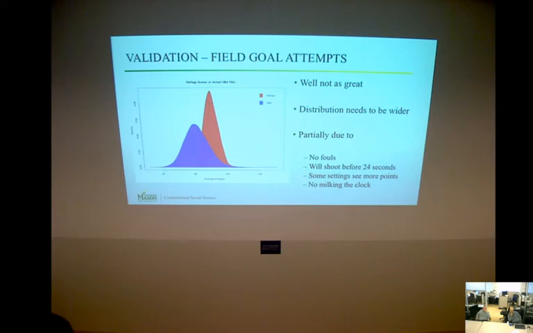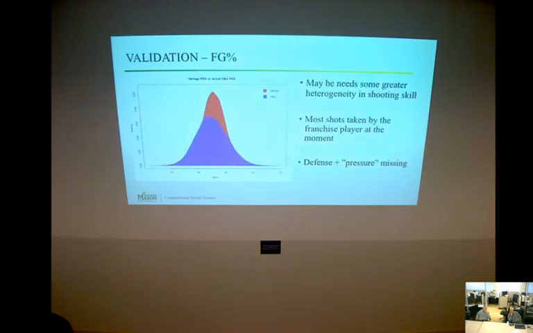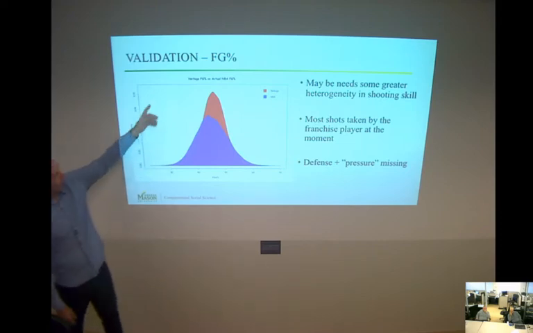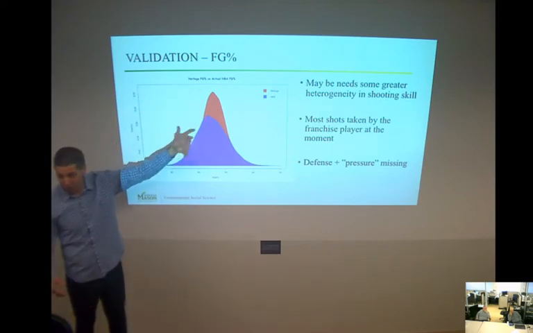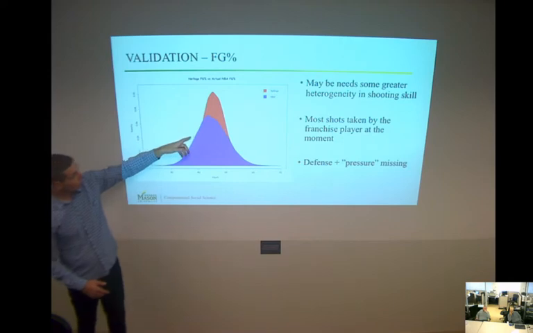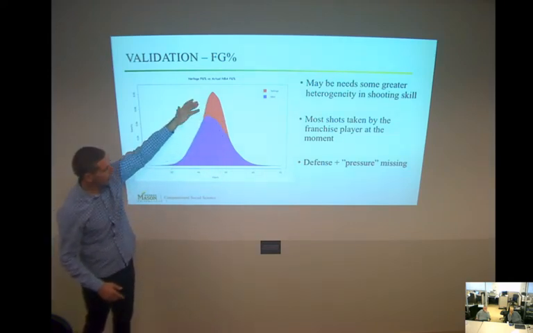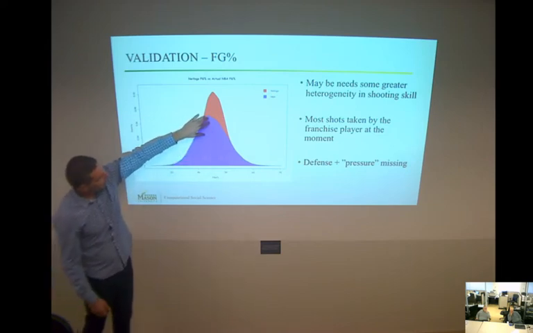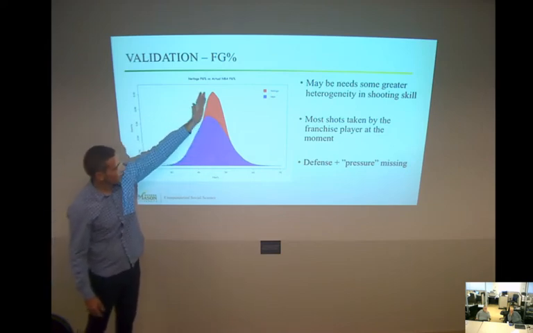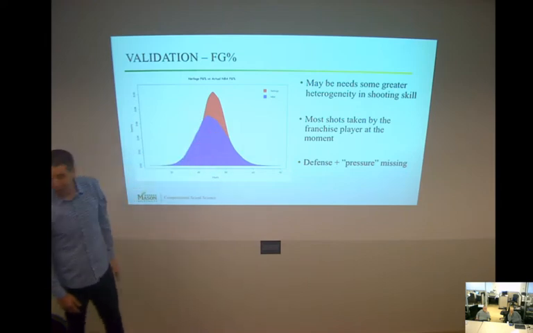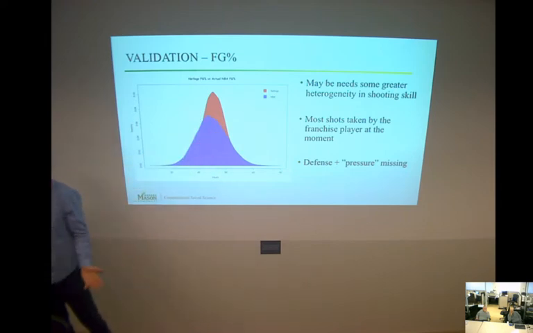Probably thinking about it, it's not that impressive given I'm using real world statistics in my model to validate the shooting percentages. So if this is the field goal percentages, the amount of field goals which go in, this is the NBA and this is my model. I'm sure a statistical test will tell you that the means are different, but they're fairly close, or closer than what I would have thought.